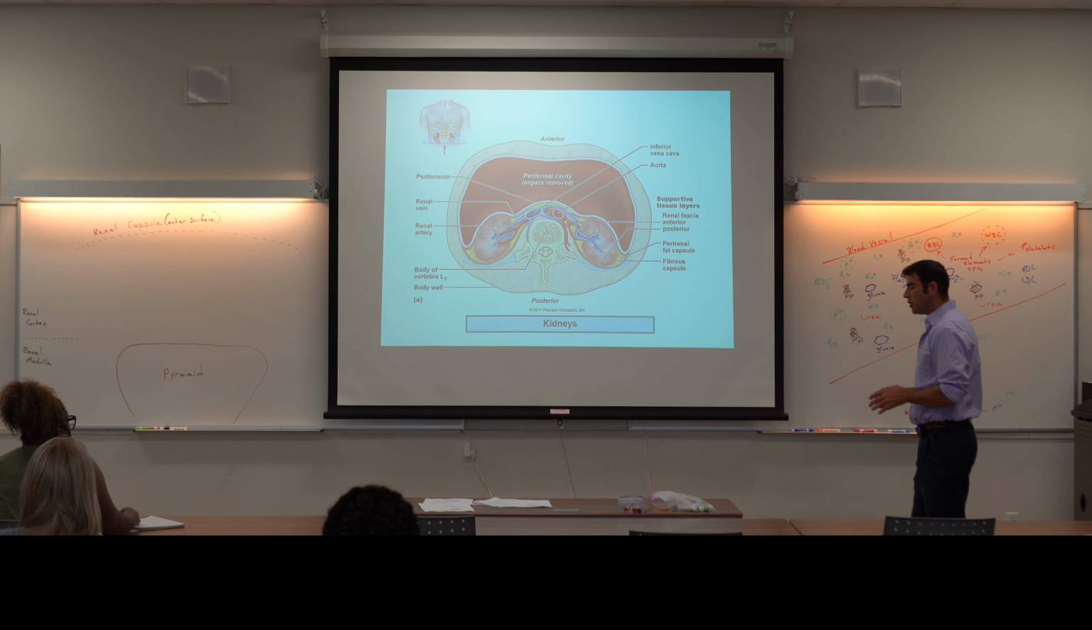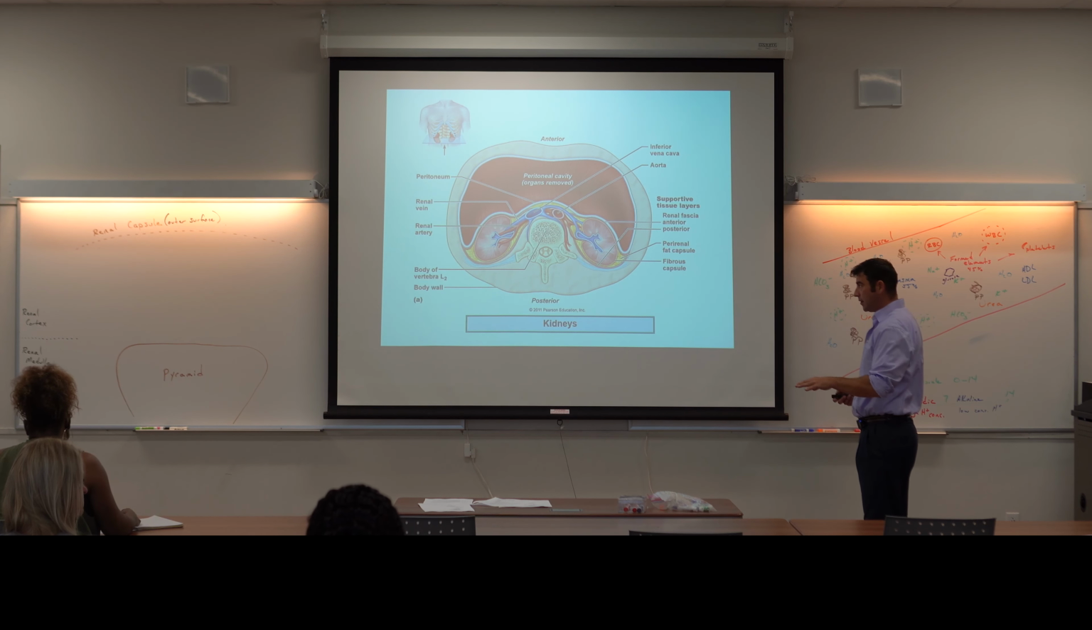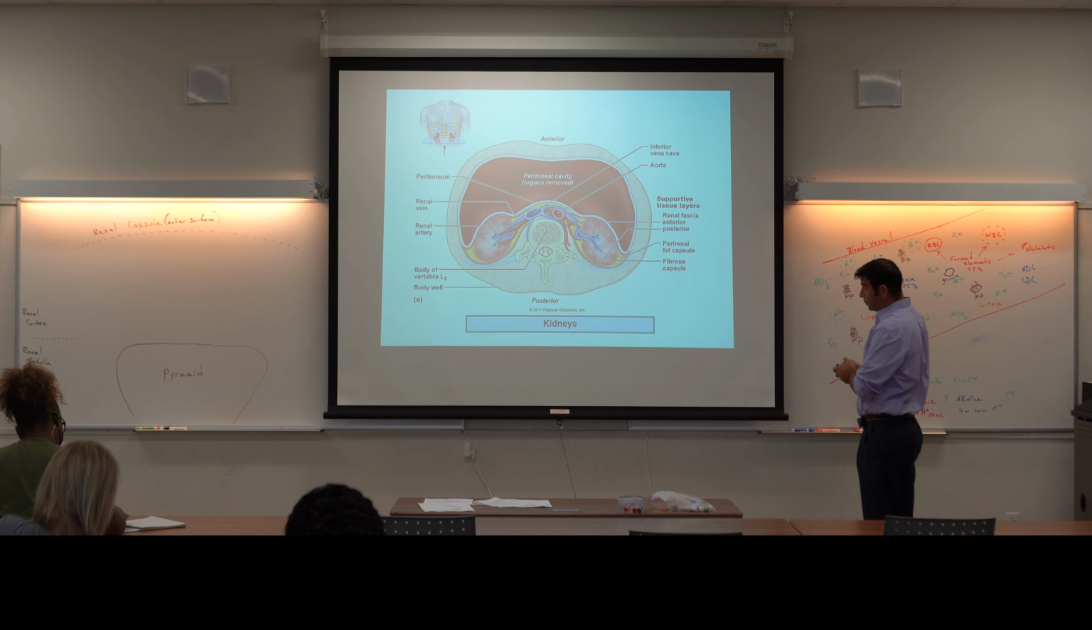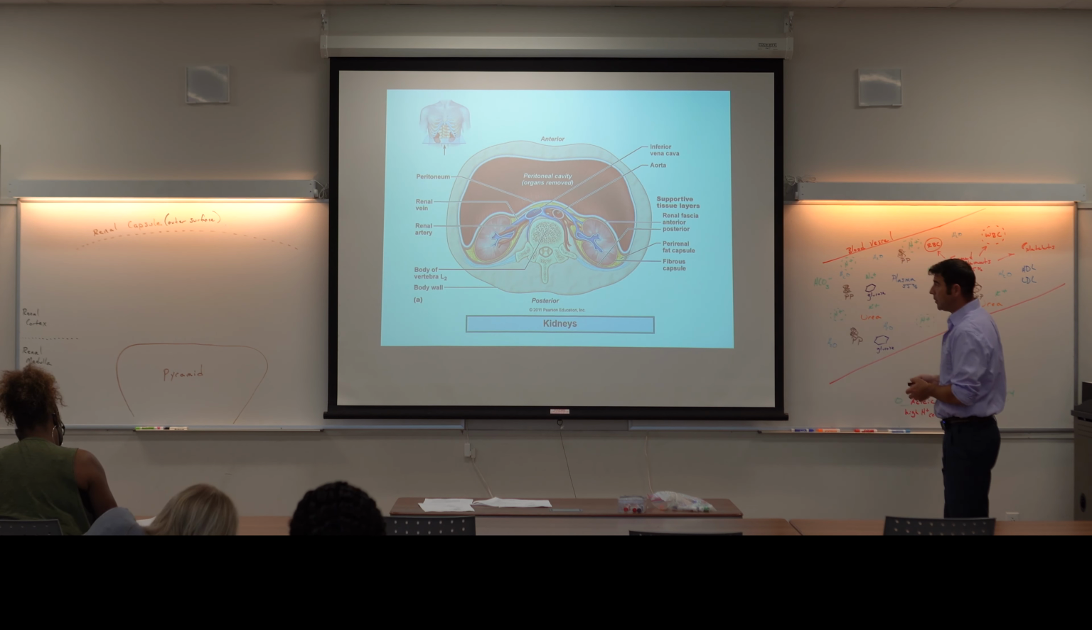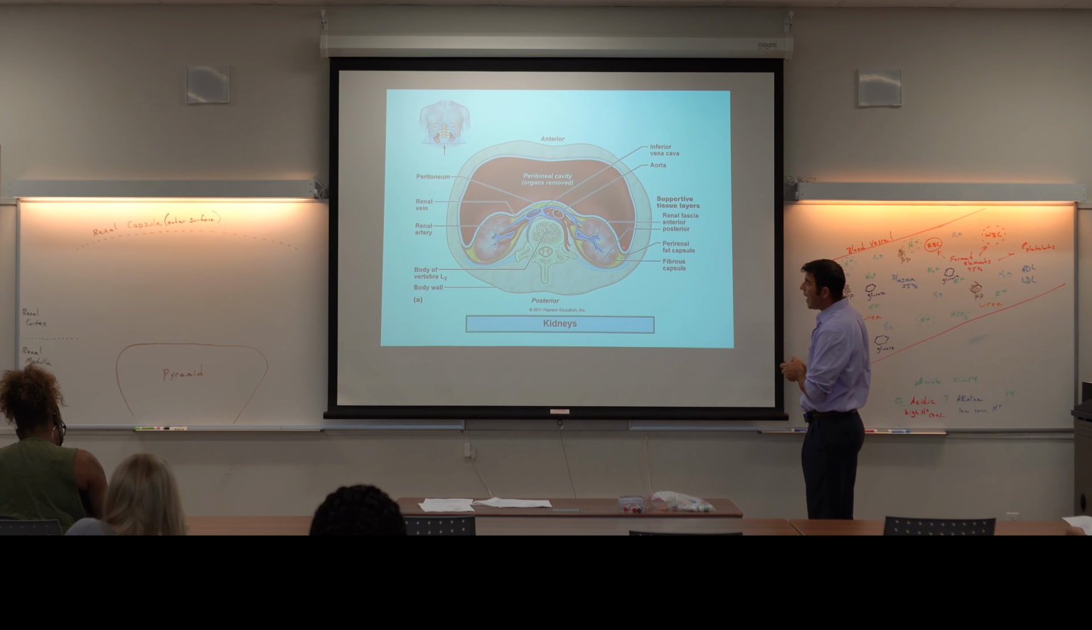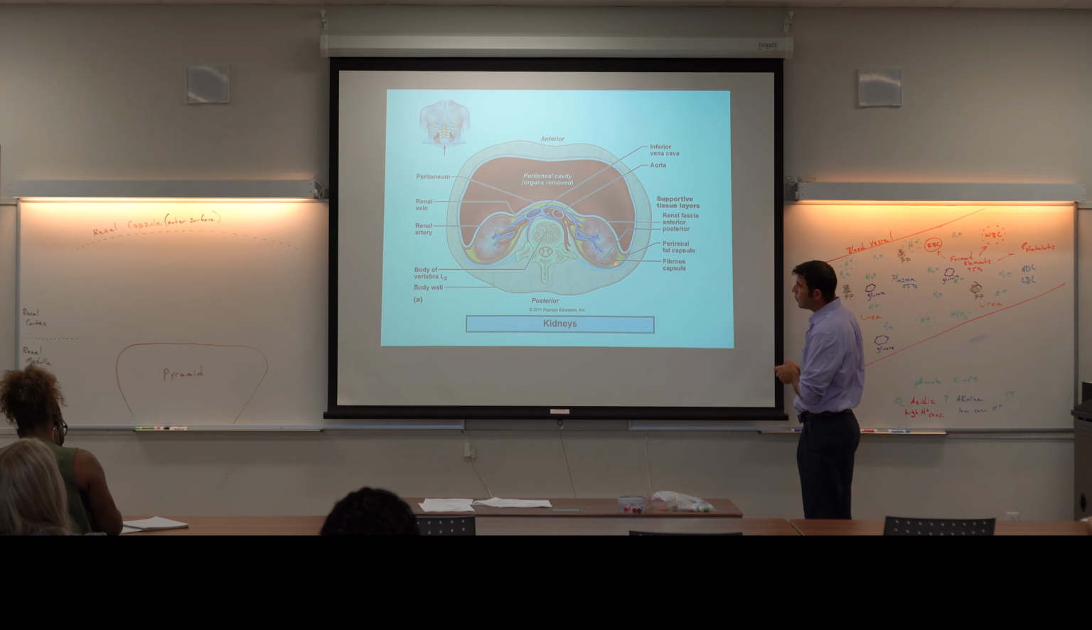I think there's a question on the lecture handout that wants us to see that, first off, these kidneys are retroperitoneal. They lie outside of that peritoneal cavity. They're covered on the outside by this layer of adipose tissue.